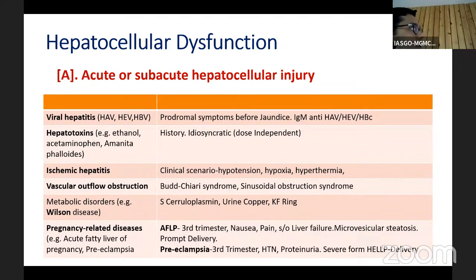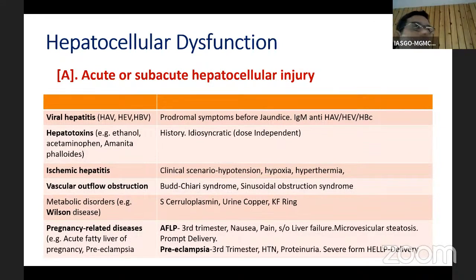Viral hepatitis like hepatitis A, E, and B, usually 20% of these patients show prodromal symptoms like malaise before jaundice and can be diagnosed serologically. Hepatotoxins like alcohol are commonly known for causing alcoholic hepatitis both in our setting as well as the West, whereas acetaminophen toxicity is dose dependent, commonly seen in the West.